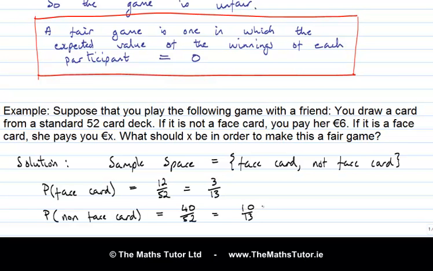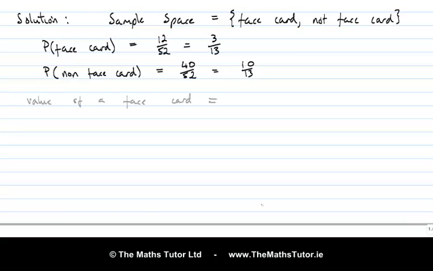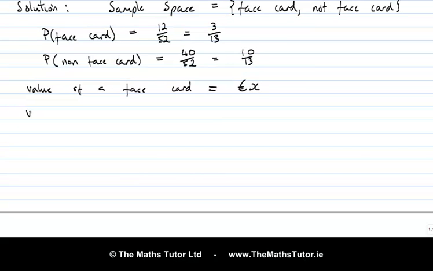And now we write down the values. So the value of a face card is, and remember we're talking about the value to you, X euros. So remember, if you draw a face card, she pays you X euro. The value of a non-face card: well, the rules were that if you draw a non-face card, you pay her €6. So it's minus 6 euros.